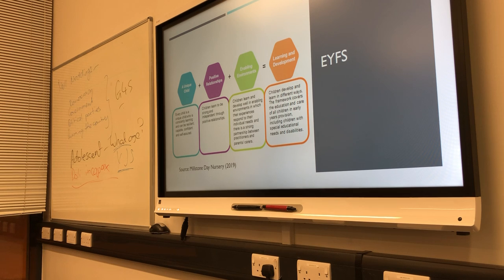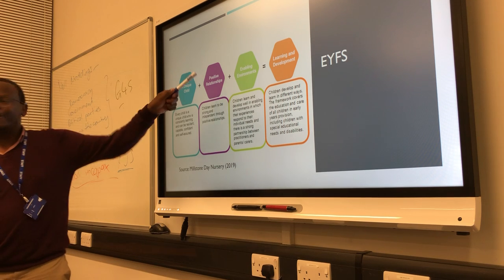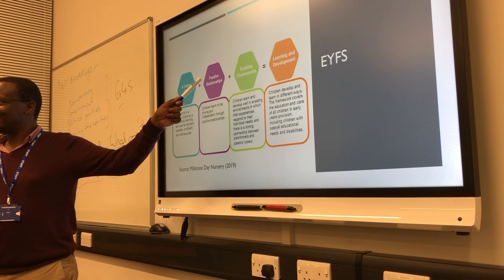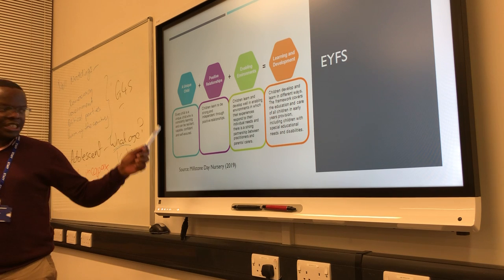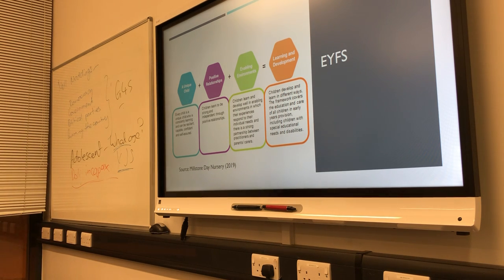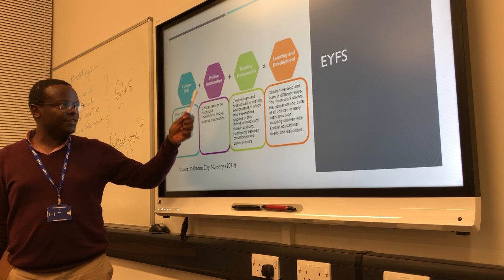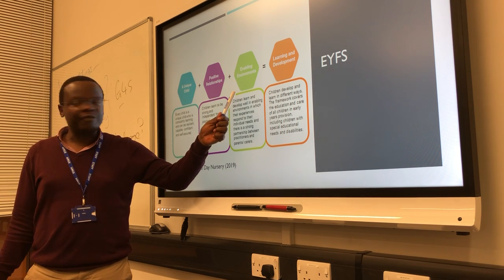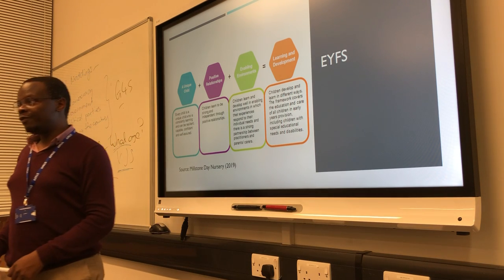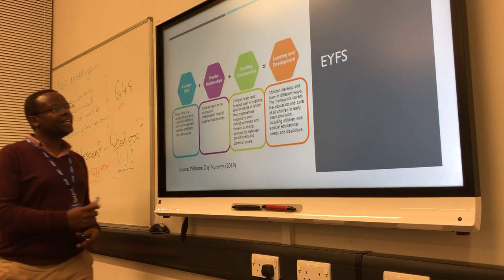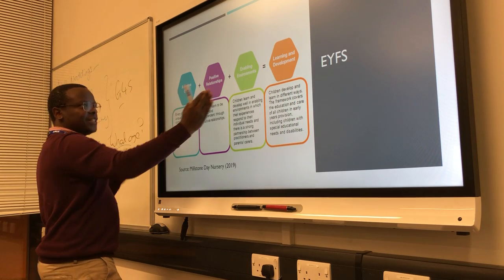They've formulated it as an equation, because in the document, it's not formulated as an equation. That's why I've referenced them. So they're saying unique child plus positive relationships plus enabling environments equals learning and development. In other words, they are saying learning and development does not happen in the absence of these three.